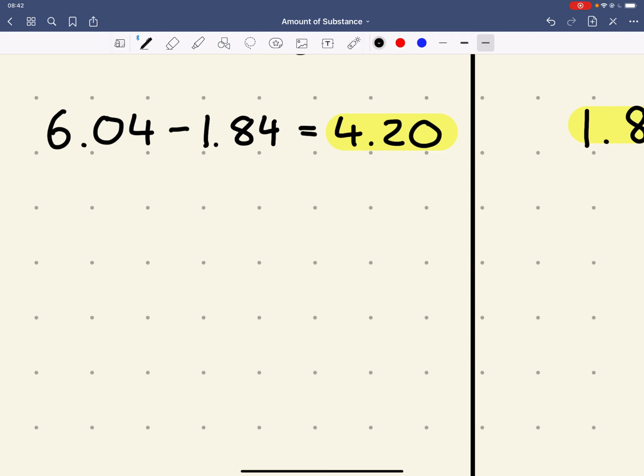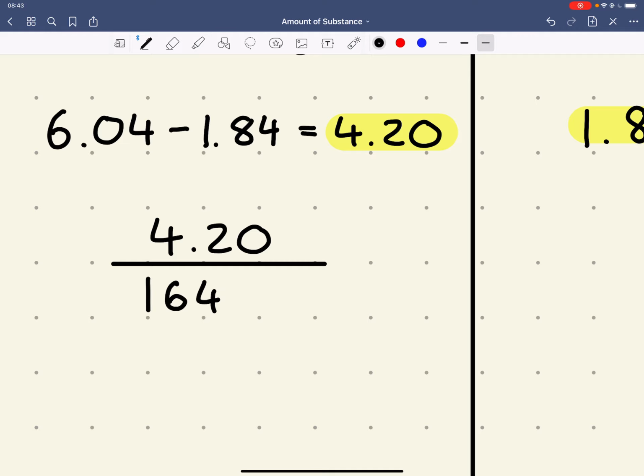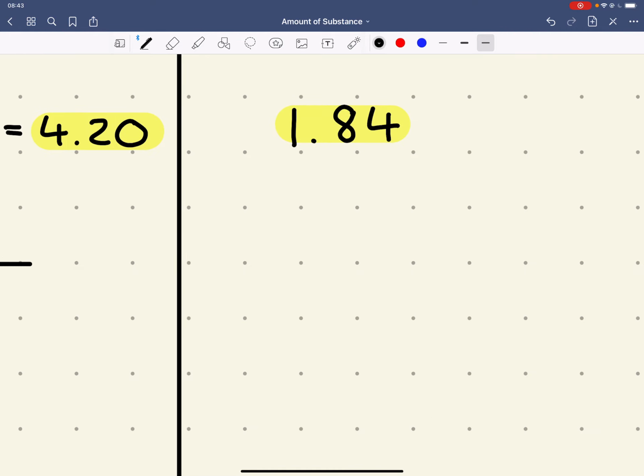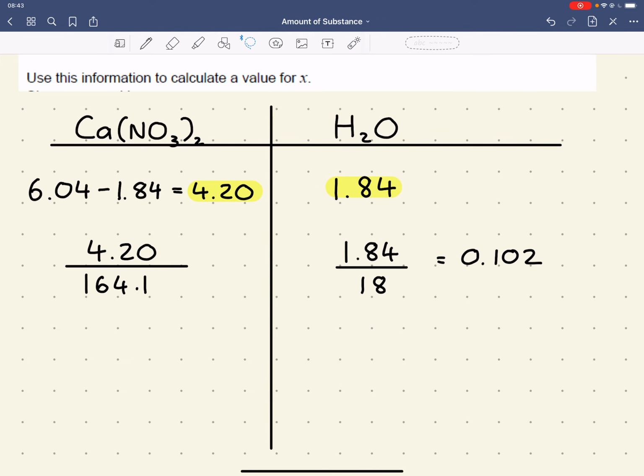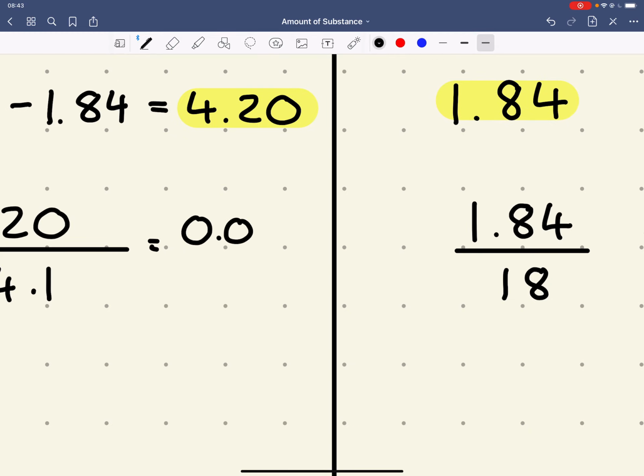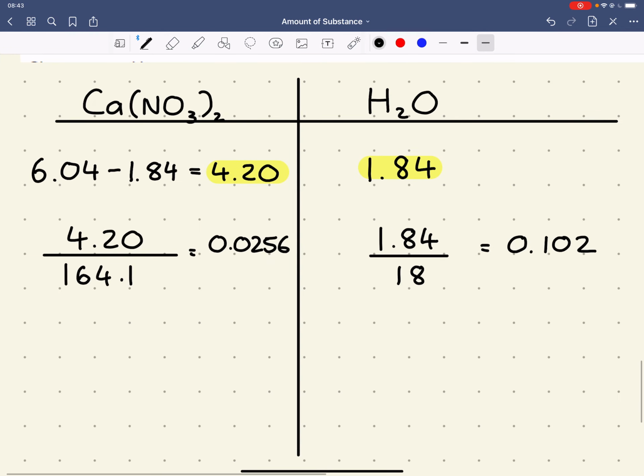Once we do this, we divide the mass of each by the Mr. And the Mr of calcium nitrate is 164.1. And the Mr of water is 18. So that will give me 0.0256 for the salt, and when I work out the water, it will give me 0.102. So that's the next step in the calculation, is work out these two numbers.